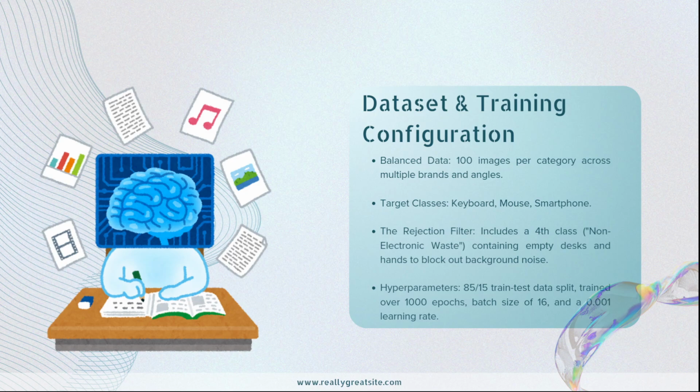The network optimization ran over 1,000 training epochs with a batch size of 16 and a learning rate of 0.001 to guarantee excellent parameter convergence.